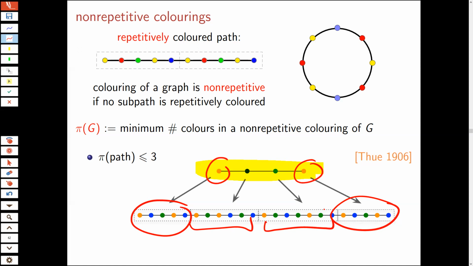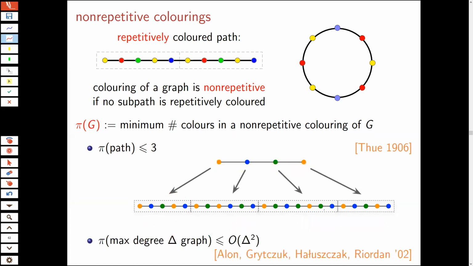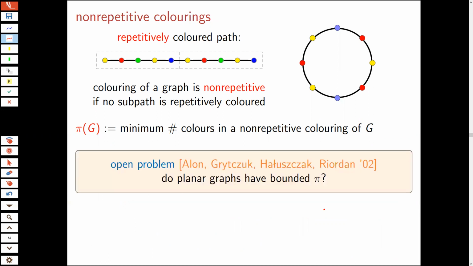Now, Thue wasn't interested in coloring graphs. He was interested in words. So this theorem is actually described in terms of a word over an alphabet of 3 characters. It was a paper of Alon, Grytczuk, Hałuszczak, and Riordan which generalized this idea to graphs. In the first paper on the topic, they showed that graphs of max degree delta are colorable with big O of delta squared colors. It's a beautiful example of using the Lovász Local Lemma. But in this original paper, they left the following open problem: do planar graphs have bounded pi?